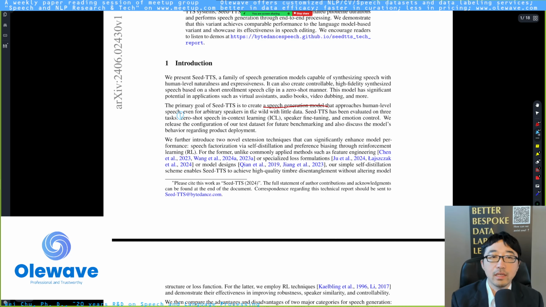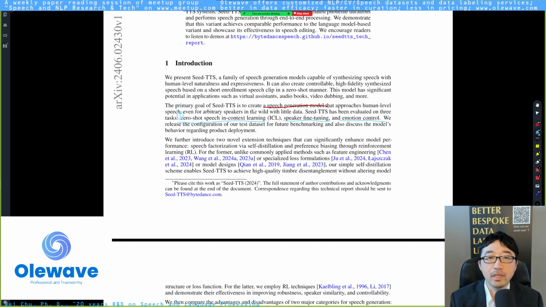First is zero-shot speech in-context learning, or ZSICL. Second thing is speaker fine-tuning. Third thing is emotion control.